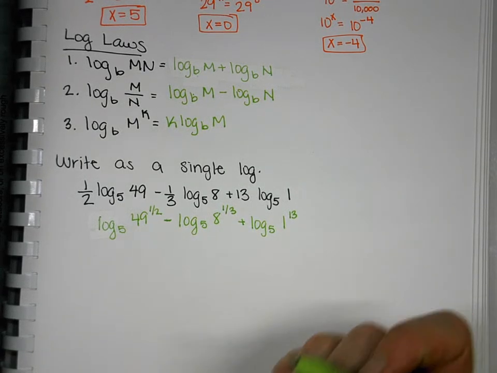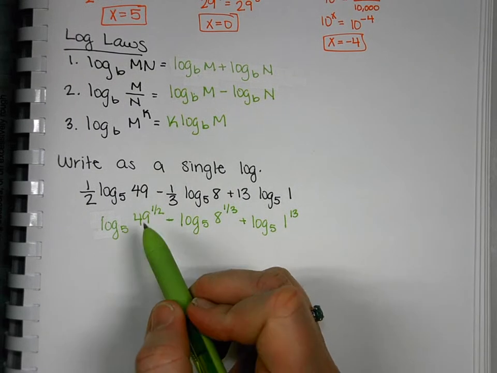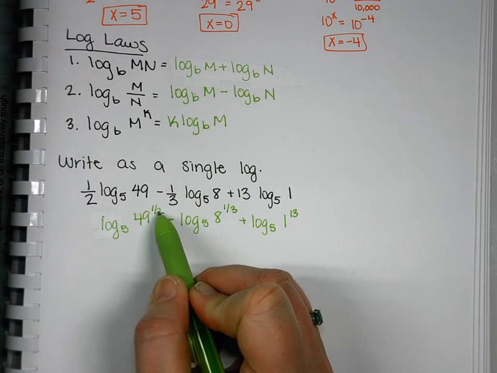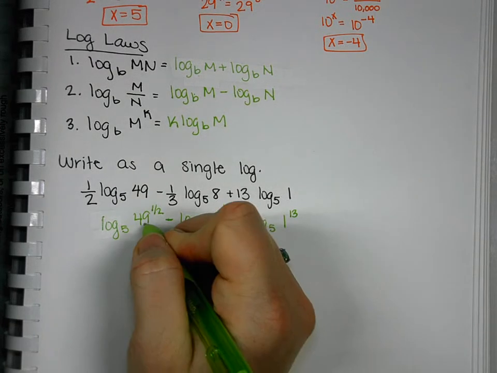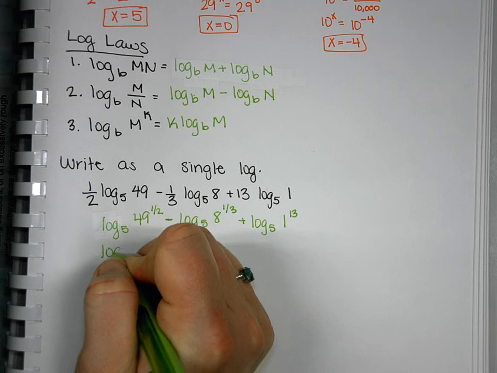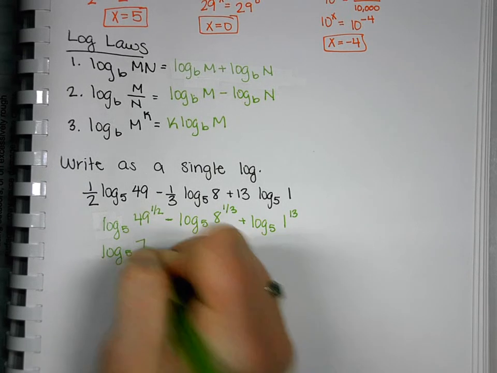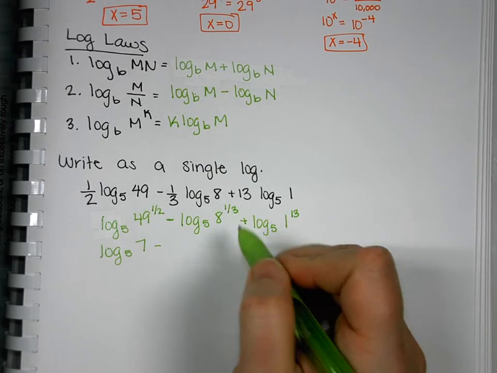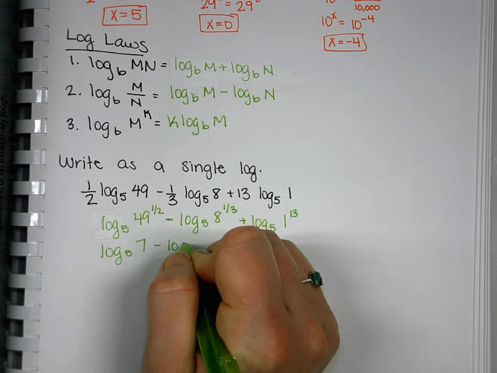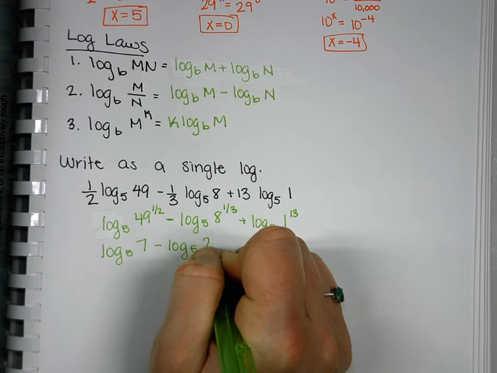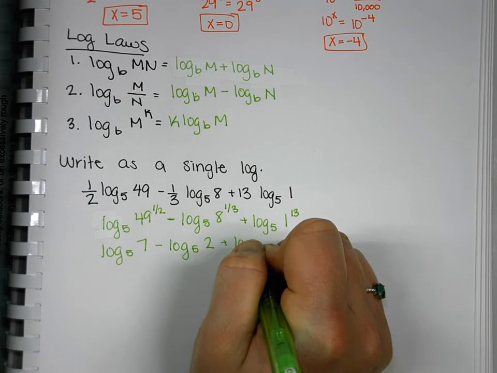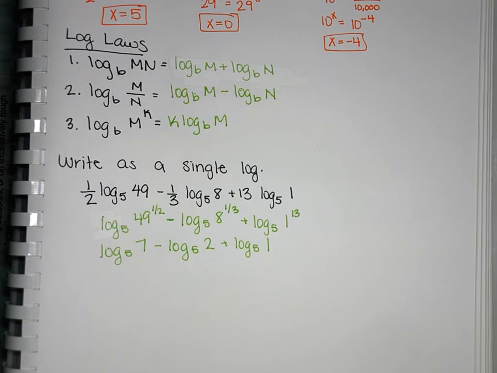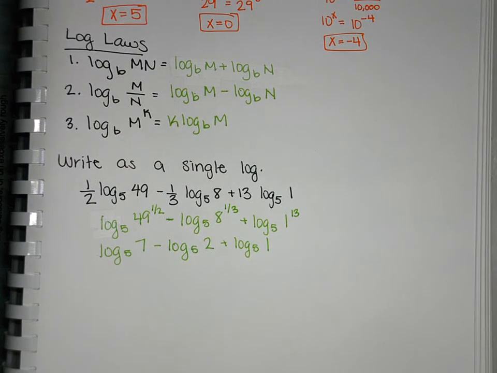Now before I go further, I am going to do a little bit of simplifying, because do I know what 49 to the 1/2 is? Remember, the 1/2 is like a square root. So 49 to the 1/2 is 7. So I'm going to write log base 5 of 7. 1/3 is a cubed root, so the cubed root of 8 is 2. And 1 to the 13th power is just 1. Okay, so now I've got all my coefficients taken care of.